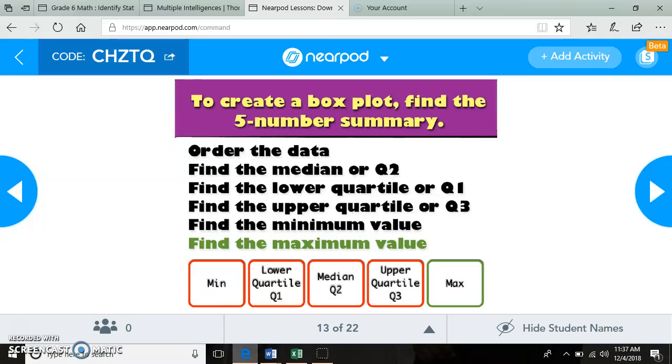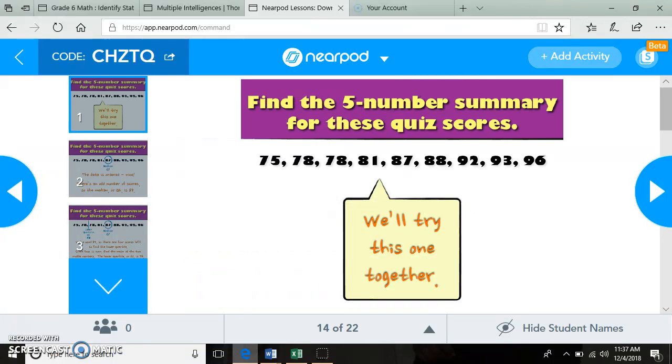So the 5-number summary is quartile 1, quartile 2, quartile 3, the min value, and then the max value. So now let's learn how to create a box plot, since now we know how to find the 5-number summary. We'll try this one together. Find the 5-number summary for these quiz scores.